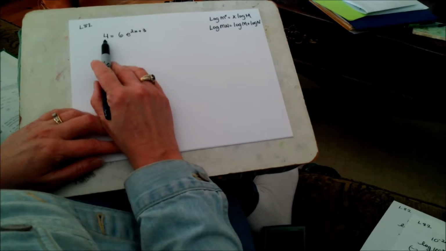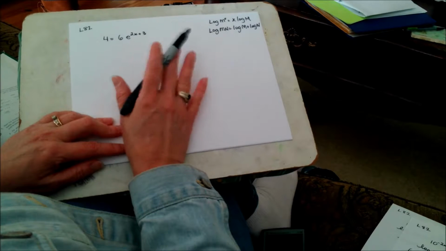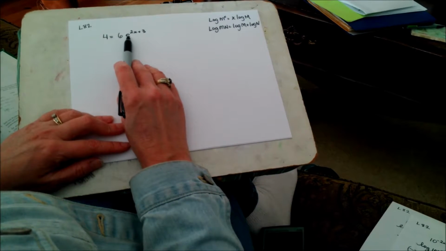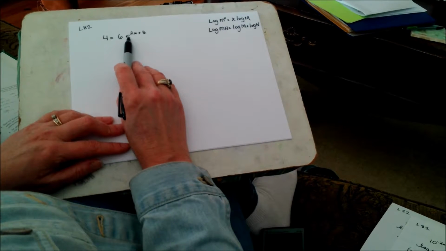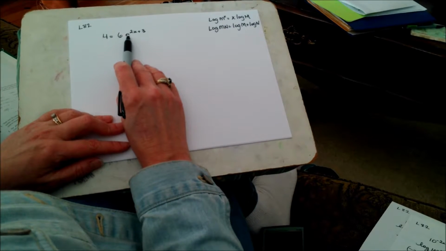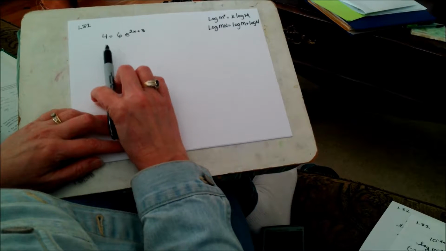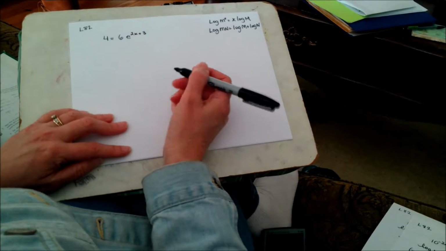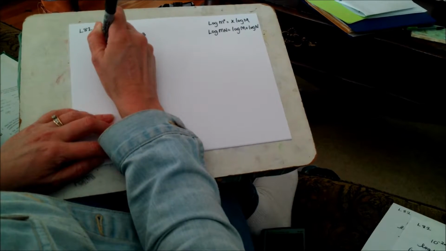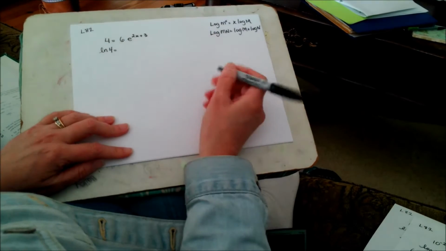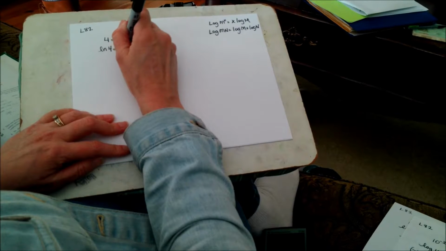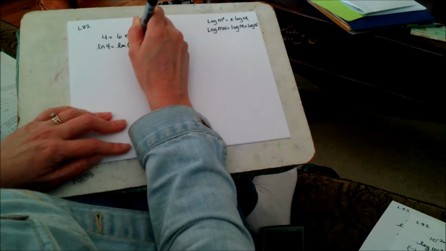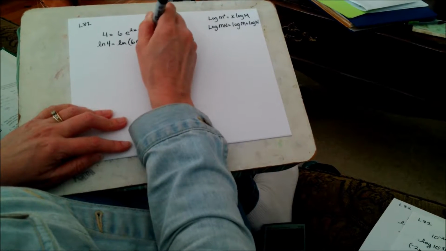So this one, we're going to use natural log. We can use natural log a lot of times, but this one we're going to use natural log because we have an e in our equation, and the natural log, remember, is the logarithm with the base e. So it's going to make it a little bit simpler. So we're going to do the natural log of 4 is equal to the natural log of 6e to the 2x plus 3.